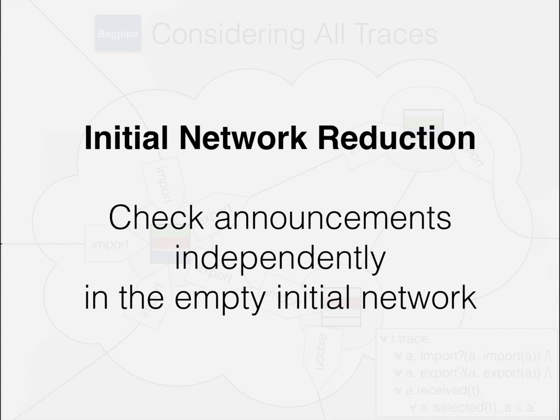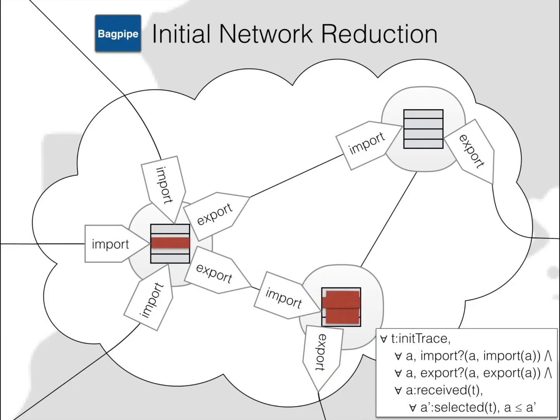And what this reduction says is basically that instead of checking traces that forward multiple announcements, we only look at traces that forward one announcement at a time independently in the empty network. So for example, what we check here instead is we first check a trace that only forwards red in the empty network, and then we check this formula down here. Then we check green. Again, we forward green in a trace through the empty network, and we again check the formula. And finally, we forward blue in a trace through the empty network, and again we check the formula.